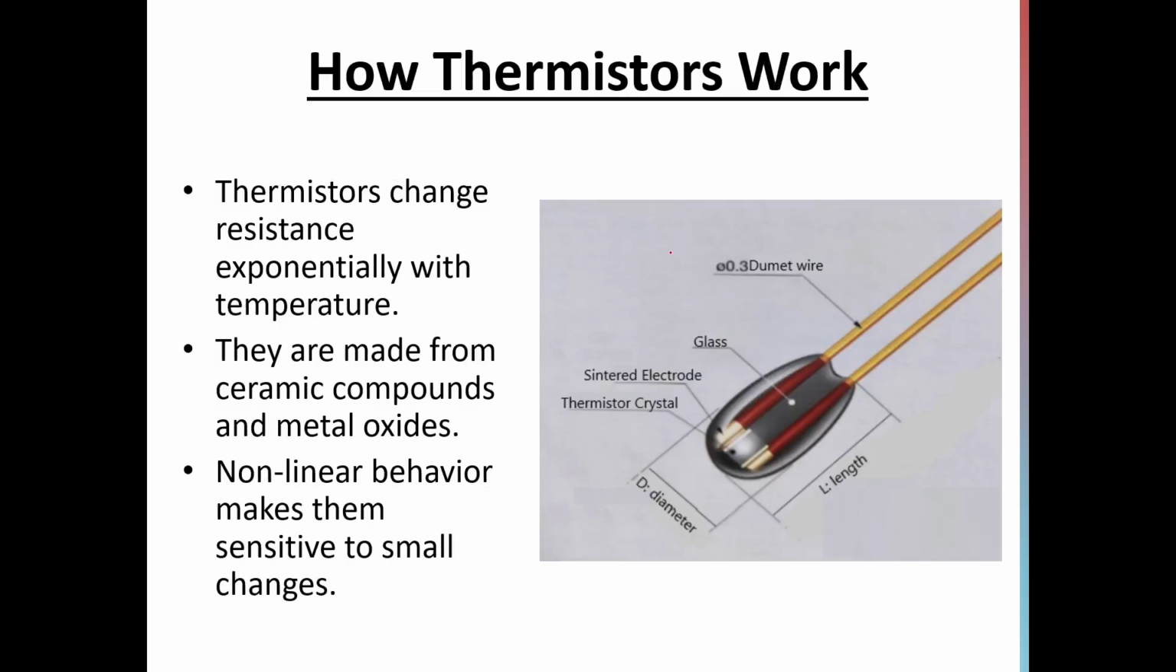So how do thermistors work? Thermistors change resistance exponentially with temperature. They are made from ceramic compounds and metal oxides. So these are some of the metal oxides used. Later we will see. And then the metal wire, the metal oxides are encased in a glass. The non-linear behavior makes them sensitive to small changes in temperature and resistance.